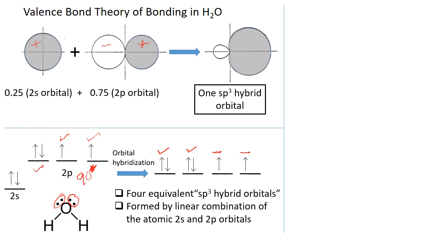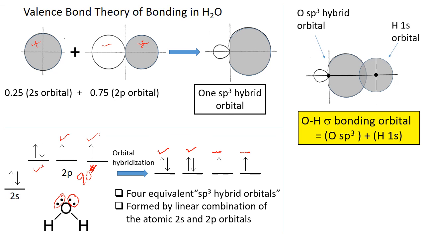Each one of these hybrids consists of 1 part s and 3 parts p, which is why I call it sp3. I describe bonding between oxygen and hydrogen the same way as I describe bonding between carbon and hydrogen. I take one of my oxygen sp3 hybrid orbitals and let it overlap with the hydrogen 1s orbital. So this OH sigma bonding orbital is simply a combination of the oxygen sp3 plus the hydrogen 1s.